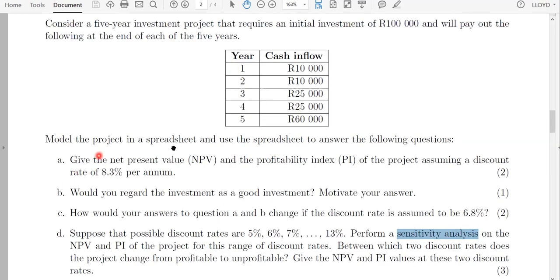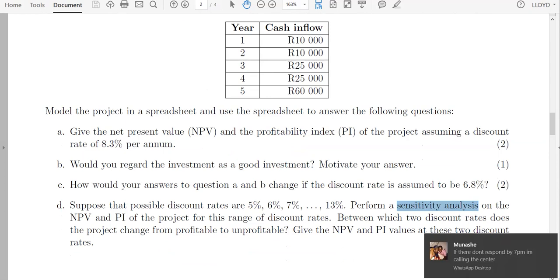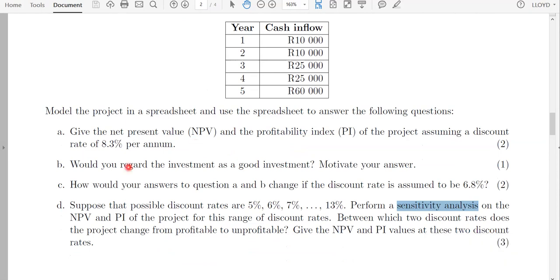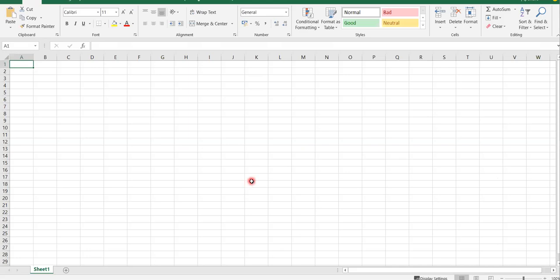We are going to make use of a spreadsheet. So hopefully all of you have got this assignment somewhere nearby so that at least you can also refer to it. So I'm just going to open my Excel now. Then on sheet number 1, let me just type in question 1.